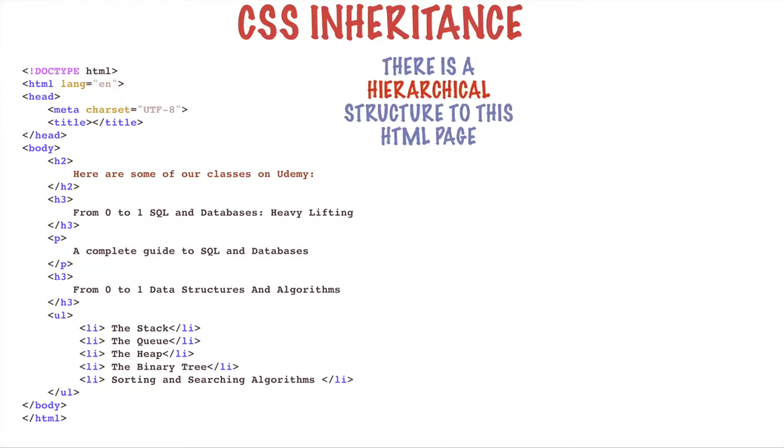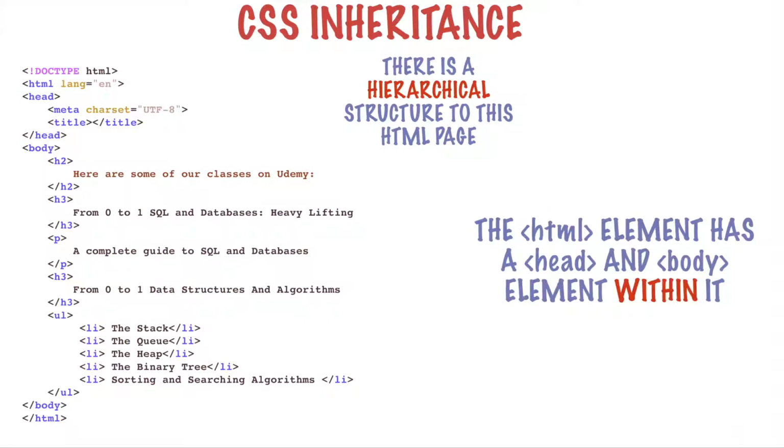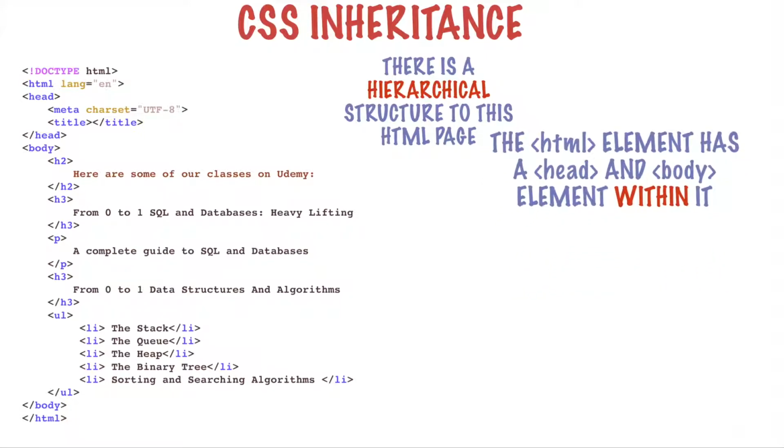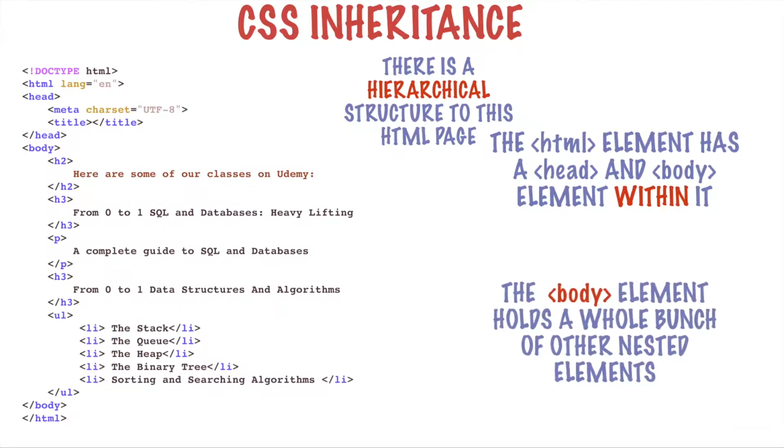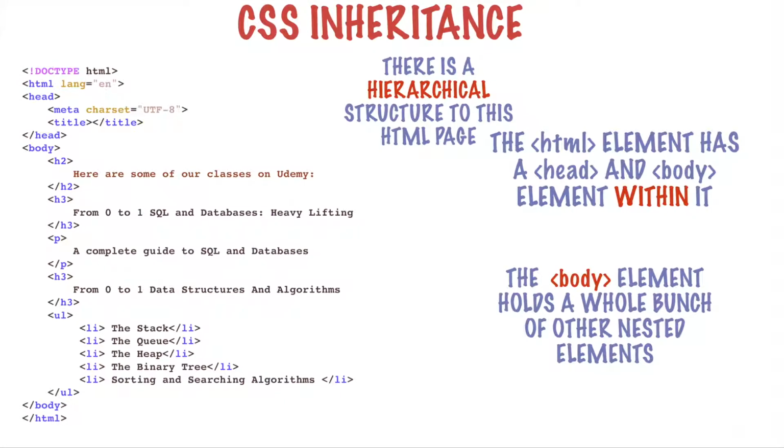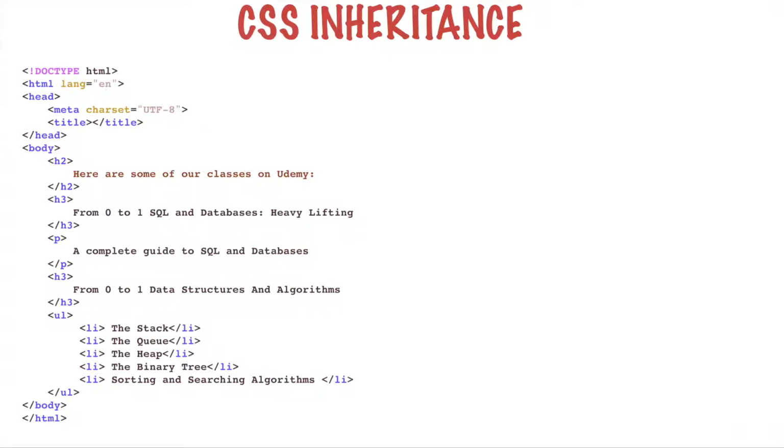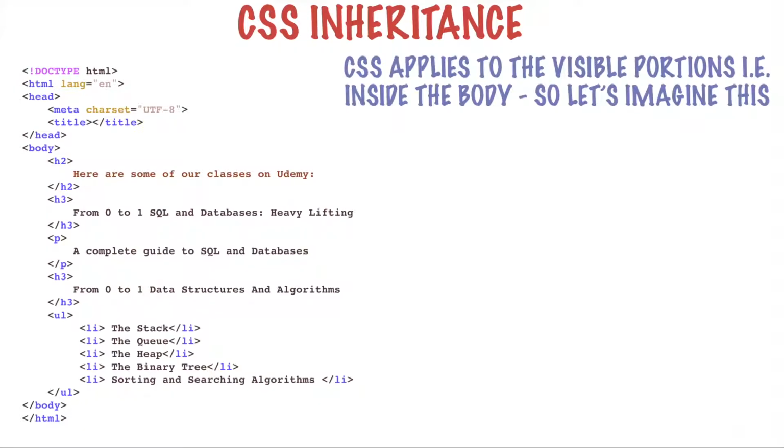In other words, there's a nice hierarchical structure to the HTML page because the HTML element is the root of a tree. This tree contains a head element and then a body element. The body element in turn holds a whole bunch of other nested elements. CSS will apply to only visible portions, so it only applies to the body. It's never going to apply to the head, which only contains metadata.